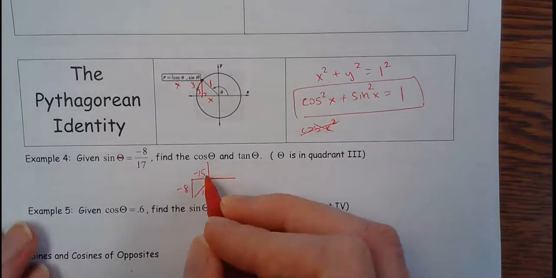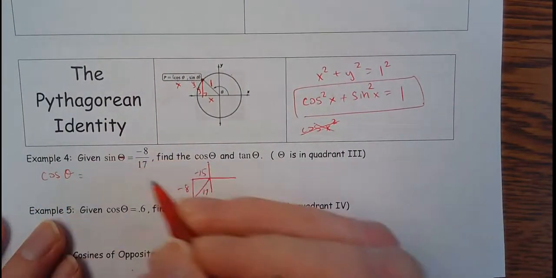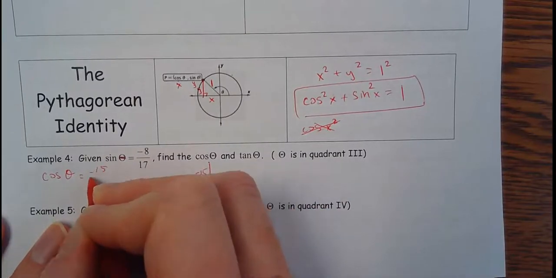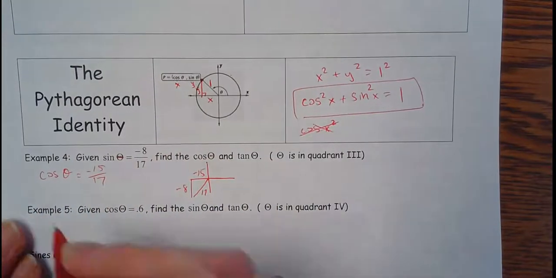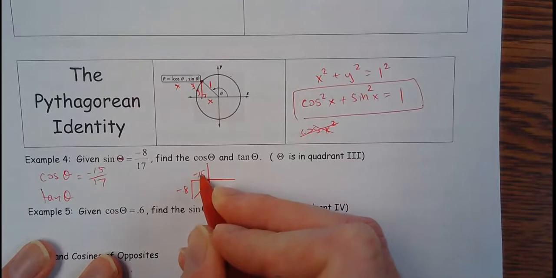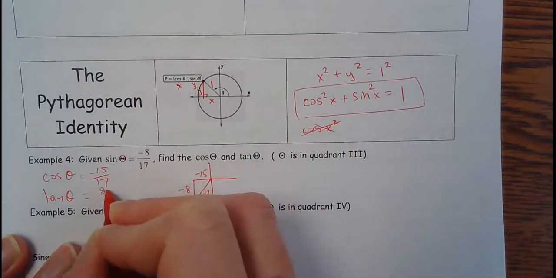And then I could find my cosine. Cosine would be adjacent over hypotenuse, so -15/17. And then the tangent would be opposite over adjacent, so that would be -8 over -15, or just 8/15.